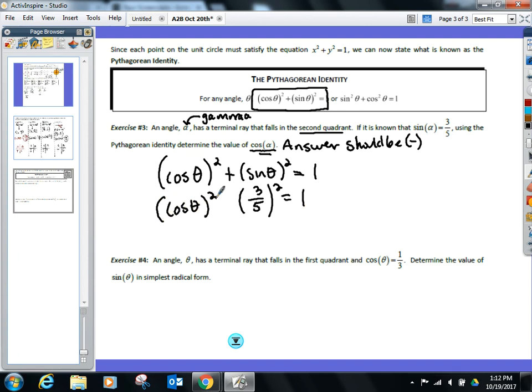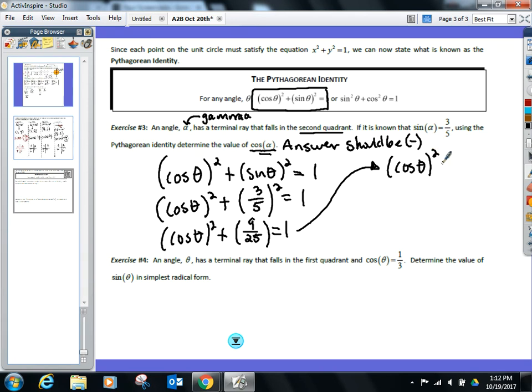Cosine theta squared plus, okay, now I have an equation to solve. I'm going to square 3/5. In my calculator, go ahead and square 3/5. You get 9 over 25 equals 1. Move the 9 over 25 over by subtracting it. Cosine theta squared equals, go ahead, 1 minus 9 over 25. We end up with 16 over 25.